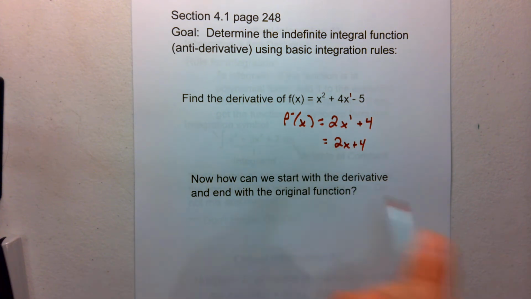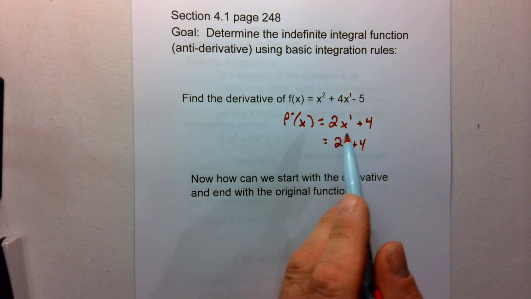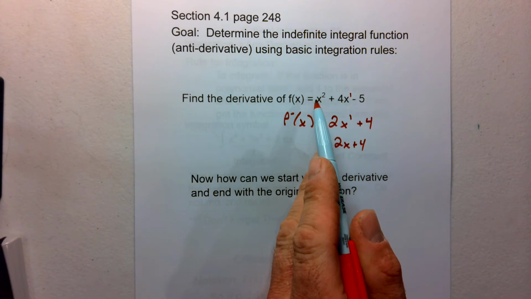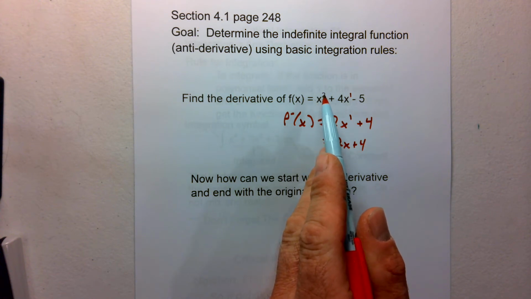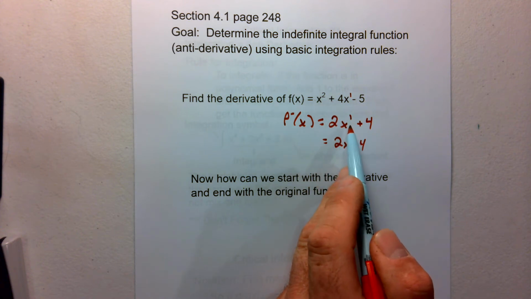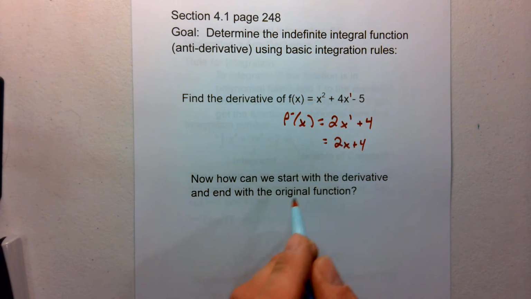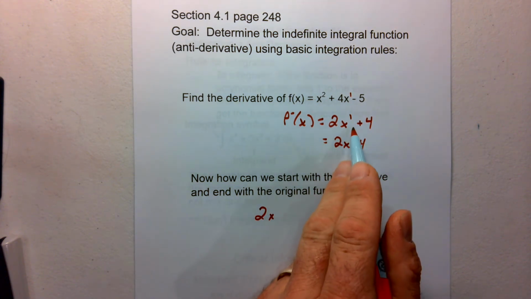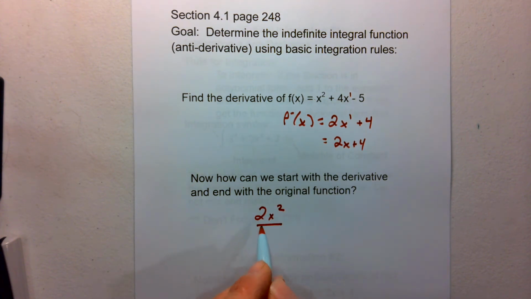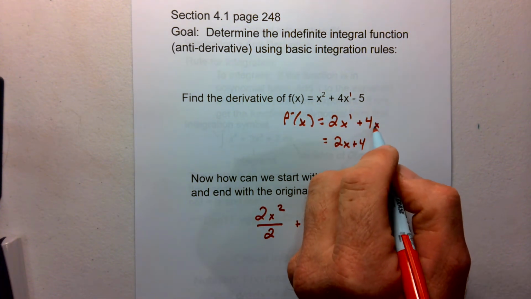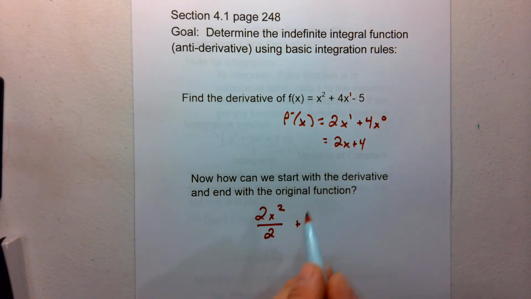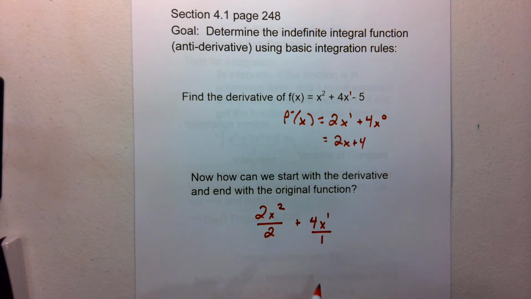If we start with that derivative, how do we get back to the original function? We're going to undo that process. What did I do? I multiplied the exponent to the front, and I decreased the exponent by 1. To undo that, I'm going to increase the exponent by 1 and divide by that new exponent. So if I take my 2x to the first and increase the exponent by 1, I get 2x squared divided by that exponent, which is 2. Then I take my 4. It was 4x to the 0, remember? I'm going to increase that exponent by 1 and divide by that new exponent. So we're going to end up with x squared plus 4x.